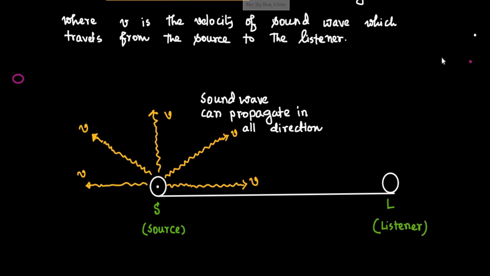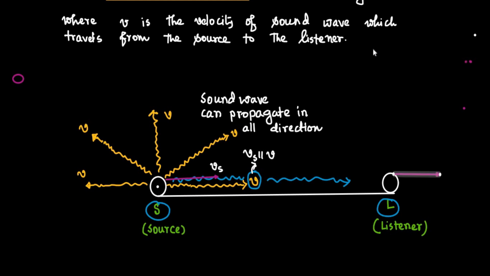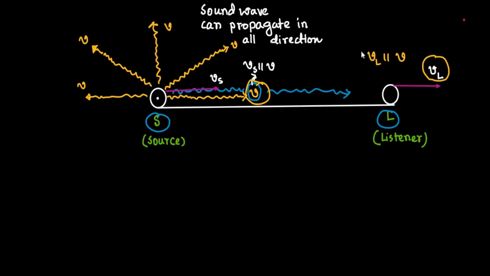In this case, L is the listener, and we should consider the velocity v of sound wave which travels from source to listener, and the source is moving in the same direction of sound wave propagation towards the listener. That means vS is parallel to v, and vL is also parallel to v.